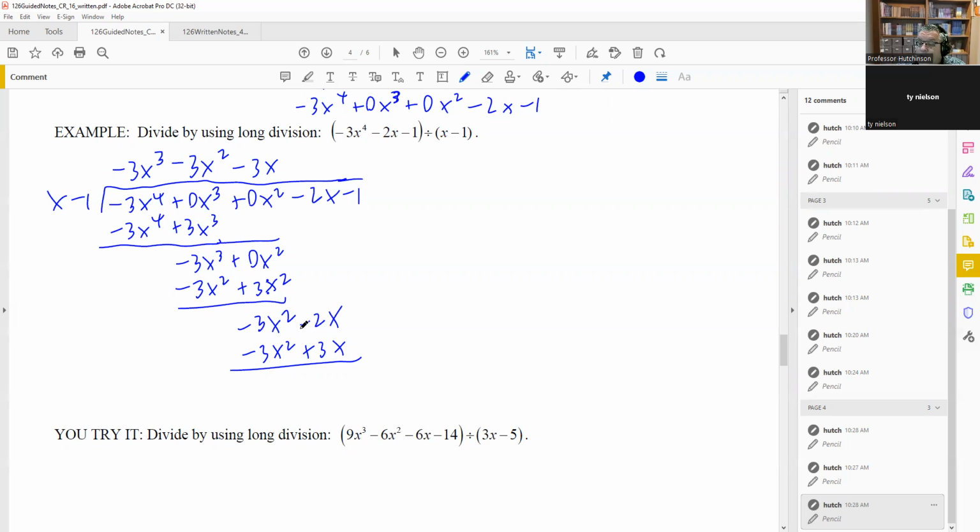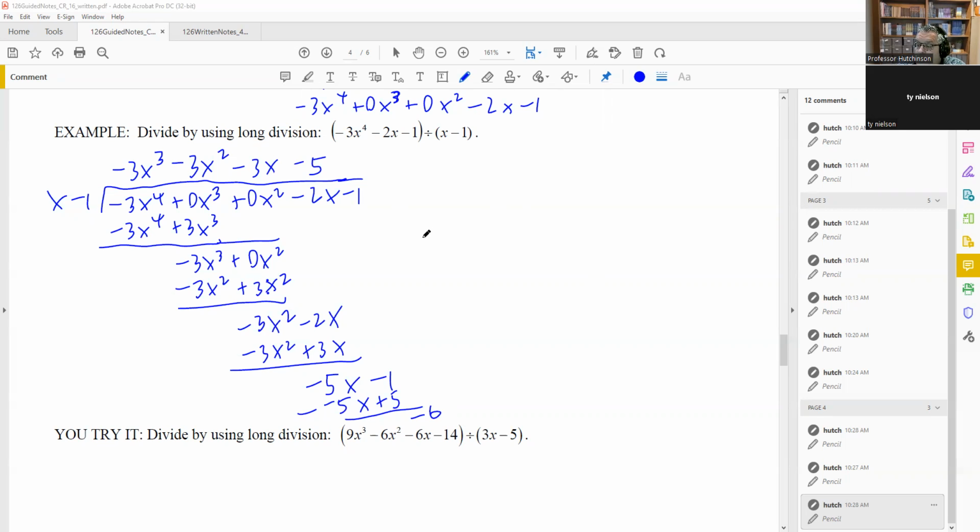Okay, so now we get something different. We have negative 2 minus 3, that's going to be negative 5x, and then we're going to bring down the minus 1. Negative 5x divided by x is negative 5. We get negative 5x plus 5, and then if you subtract that, negative 1 minus 5, we get negative 6 down below.